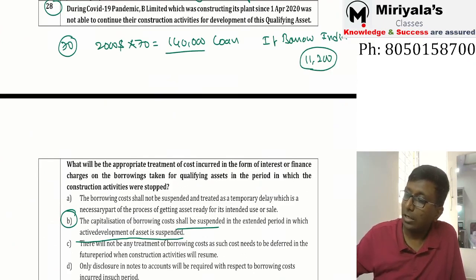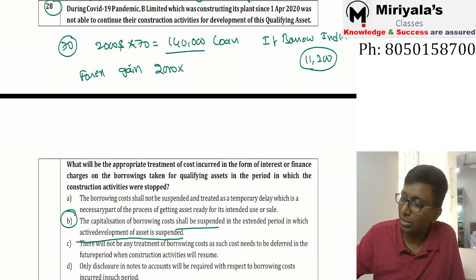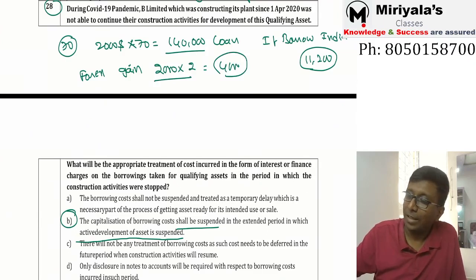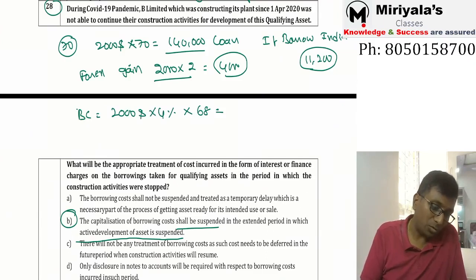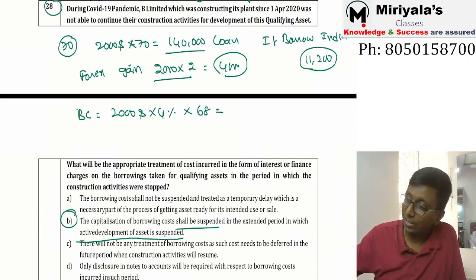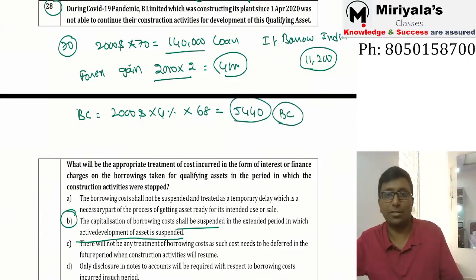Now, what is the point here? 68 it became. 70 became not 75, it has become 68. So is there a gain or loss? There is a foreign exchange gain first of all. What is the foreign exchange gain? 2000 into 2 rupees. That is equal to 4,000. And what is your borrowing cost? My borrowing cost is equal to $2,000 into 4%, that is equal to 80, into the closing rate of 68. So 80 into 68 will become 5,440. 5,440 will become the borrowing cost.